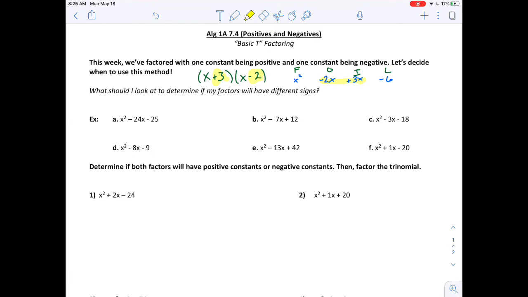And then what we have to do is we combine our like terms in the middle. And I would have x squared plus 1x minus 6.